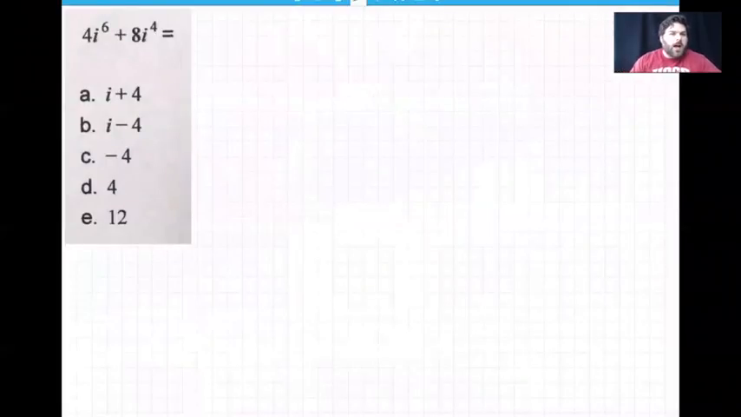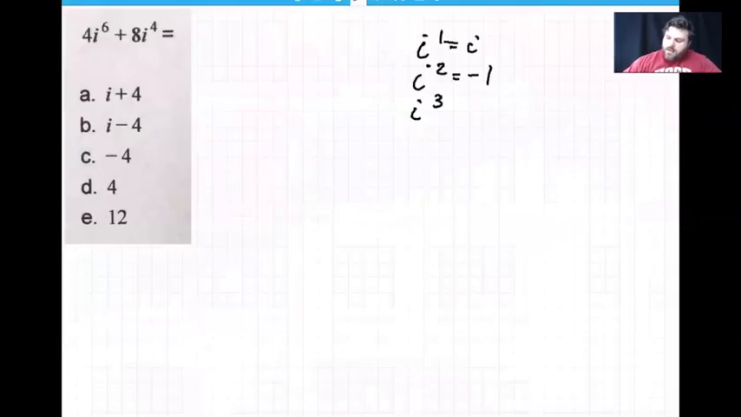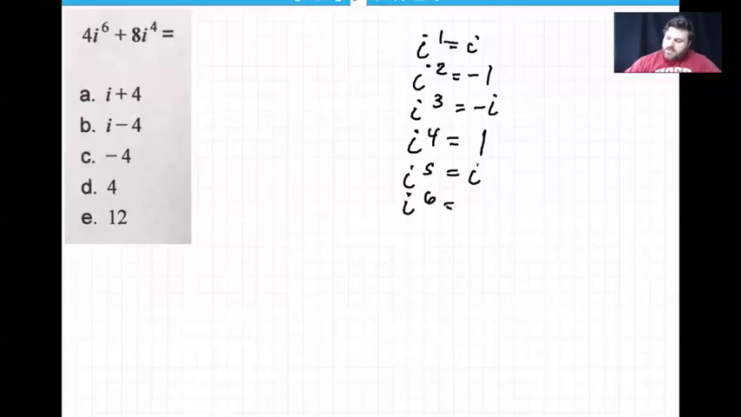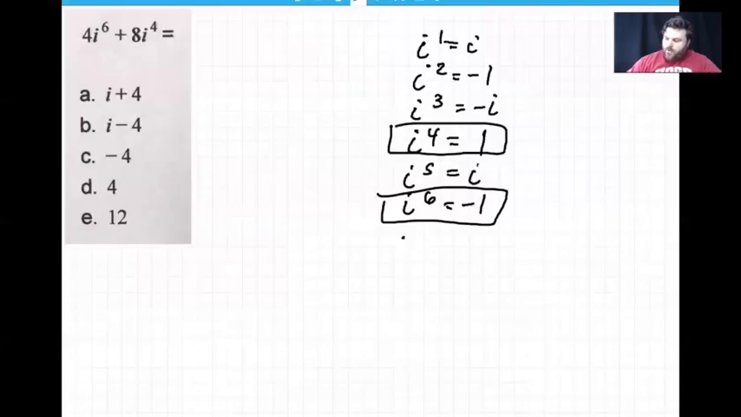All right, 4i to the 6th plus 8i to the 4th equals. All right, so on this one, I've got powers of i. So, I can start listing out my powers of i. i to the first is just i, i to the second, that's -1. i to the third, that's -i. i to the fourth is +1. i to the fifth is i again. i to the sixth is i squared, which is -1. That's all I need to know. So I need to know i to the sixth and i to the fourth.